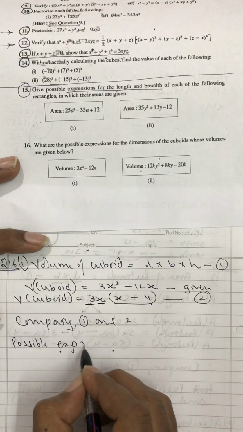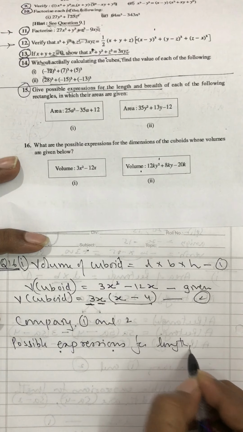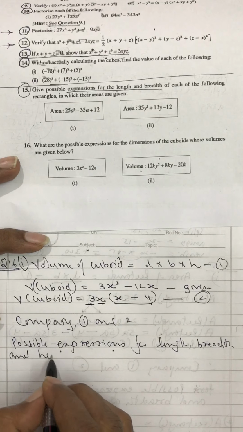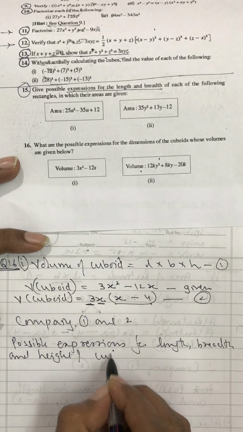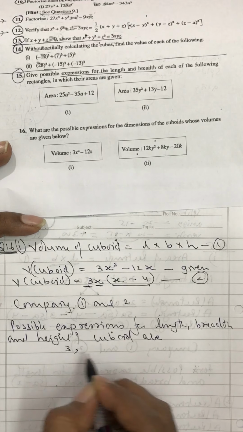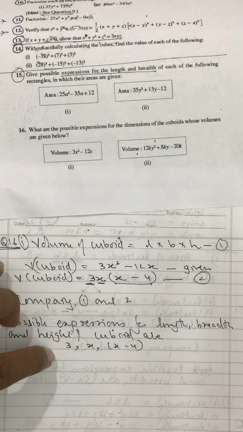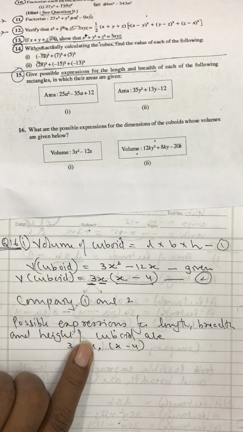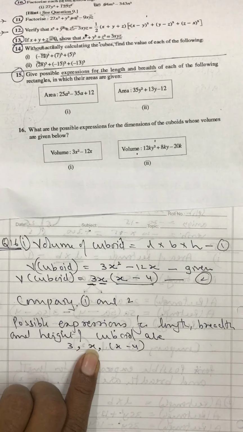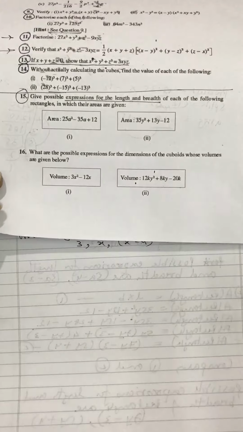Possible expressions for length, breadth and height of cuboid are what? 3x, x minus 4. If length is 3x, breadth is x, height will be x minus 4. Or if length is 3x, height will be x, breadth will be x minus 4. They will keep on exchanging in any way. Okay, my dear student, this was very easy.